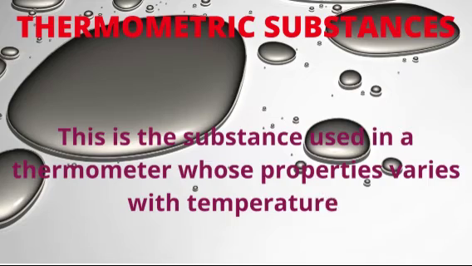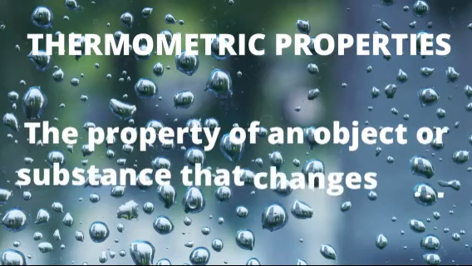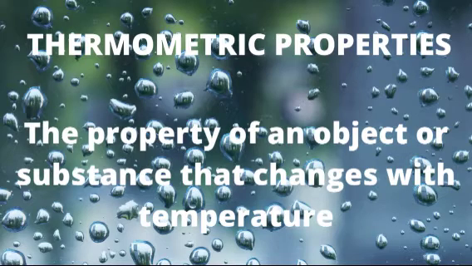Now continuing with the thermometer, we're going to look at thermometric substances. This is the substance used in a thermometer whose properties vary with temperature. When you look at your thermometer, like the clinical thermometer for instance, there's this colored substance you see such that when temperature is high it goes up, and when temperature is low it comes down. That is a thermometric substance. It responds to temperature. It changes volume. It either expands or contracts with increase or decrease in temperature.